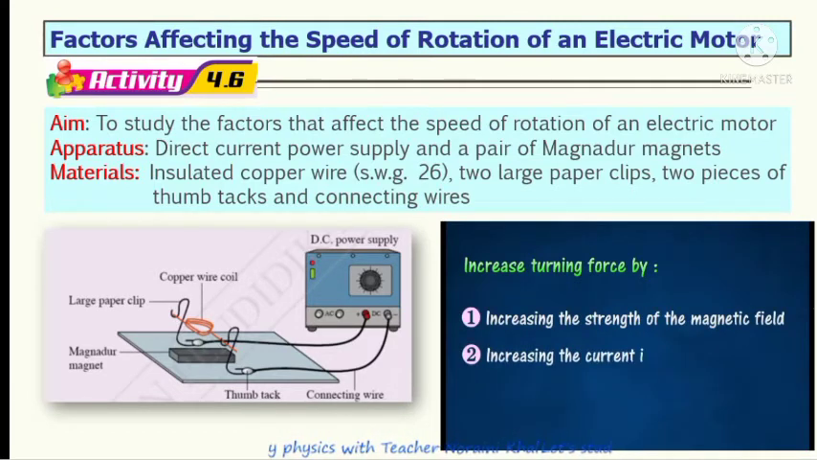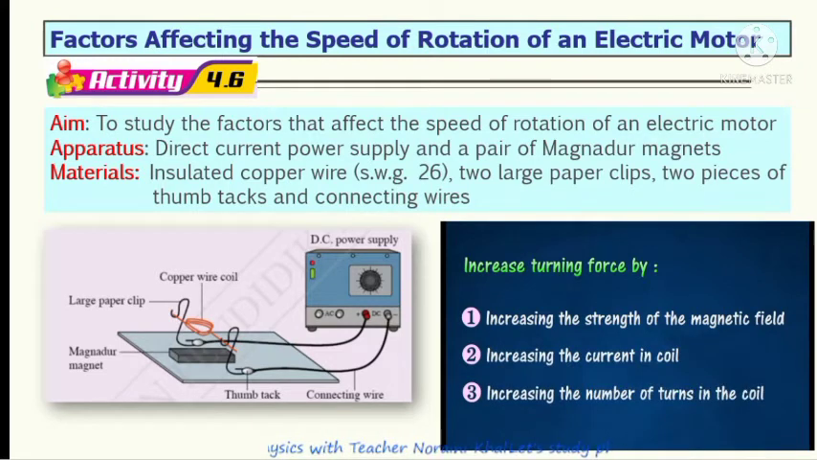So what are the factors that affect the turning force? We have three factors here: increasing the strength of the magnetic field, increasing the current in the coil, and increasing the number of turns in the coil. These increase the force produced on the coil, meaning increasing the speed of rotation. Or we can say in this case, the speed of rotation of an electric motor depends on the strength of the magnetic field, the current in the coil, and the number of turns in the coil.